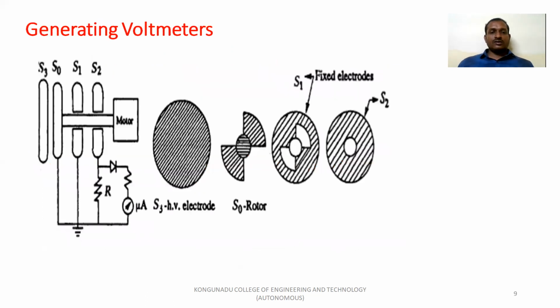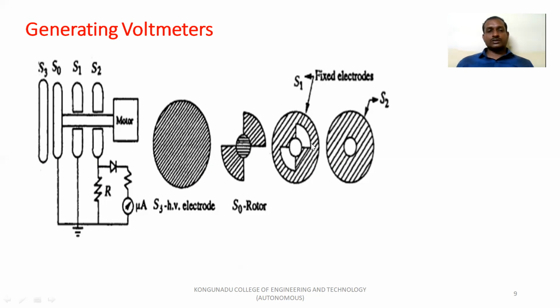This is the constructional diagram of the generating voltmeter. It has four electrodes. S1 and S2 are the fixed electrodes, that is, the field electrodes, which carry the field winding. S0 is the two-pole rotor winding, that is, the armature winding. S3 is the high voltage electrode, where we connect our high voltage terminal.